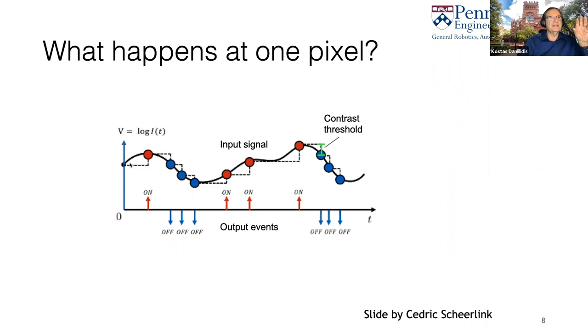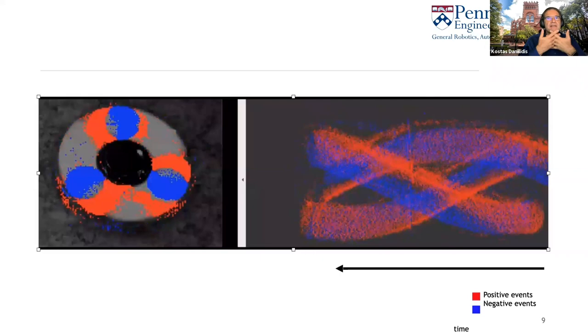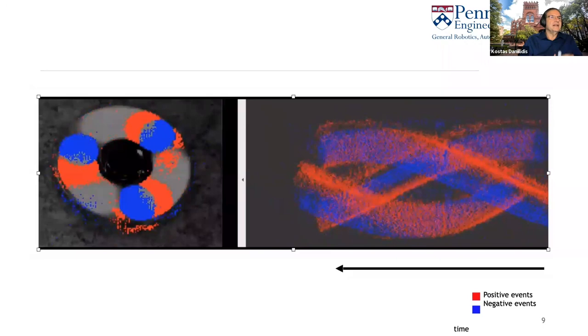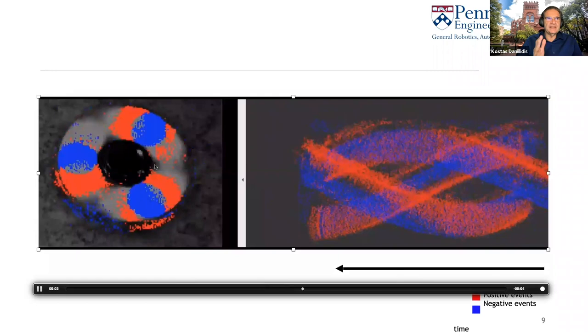So the output at every pixel is just a series of timestamps, each with a polarity indicating whether this is an increase or decrease in the intensity. So instead of getting frames, you're getting this spatiotemporal cloud. This is actually a fidget spinner, so it's something like this, you see here. This is captured with events. On the left, we have integrated them into frames, but the raw signal is on the right.